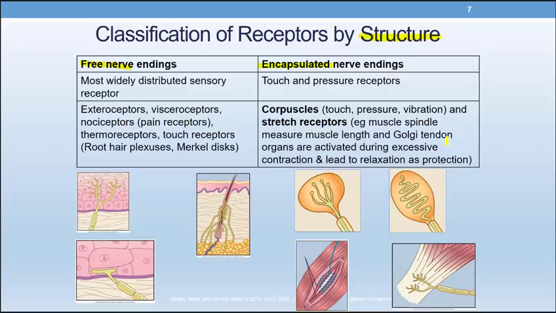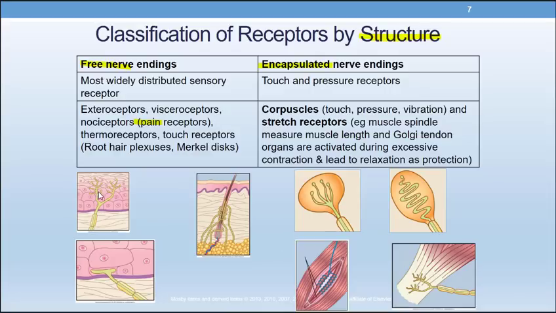And they're located on the surface of the body, and so they take on the name exteroreceptors. They're found also deep within visceral organs, and so they'll get the name visceroreceptors. And we also have nociceptors that are involved in your ability to feel pain. We have thermoreceptors as well, involved in temperature sensations, as well as touch receptors. So for example, the root hair plexuses and Merkel discs. Now, free nerve endings often terminate in these small swellings that are called dendritic bulbs.